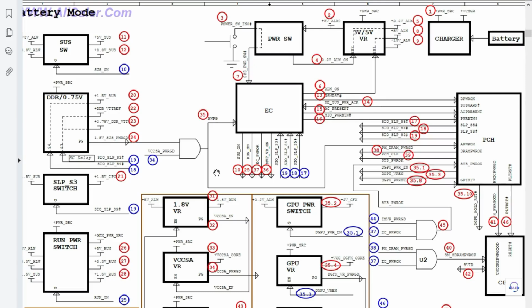Hi again, welcome to another course where I'm going to teach you a very important approach to solve any laptop or motherboard problem using the power sequence or the power signal sequence. Okay, so let's get started.